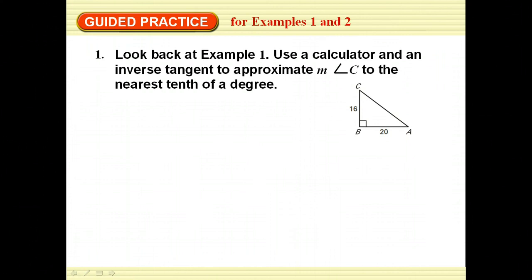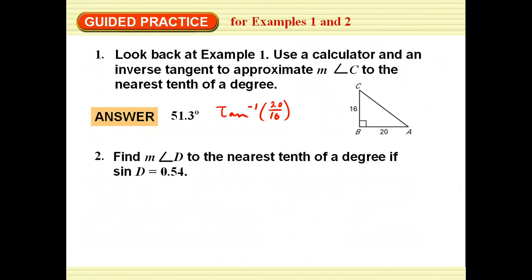So, a little guided practice. Here's one for you to try, and then you can see if you get it right. It comes out to be about 51.3. Now how did we get this? We're looking for angle C. So opposite is 20, adjacent is 16, and opposite over adjacent is the tangent. So tangent inverse of the opposite over the adjacent, and we punch that into the calculator, and it's about 51.3.